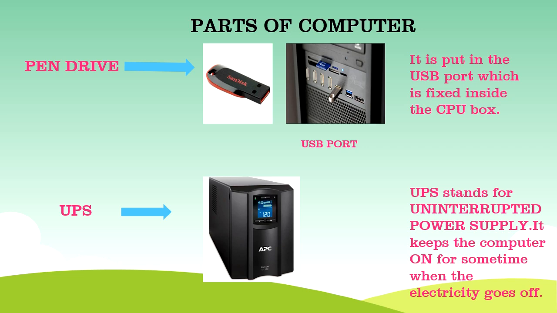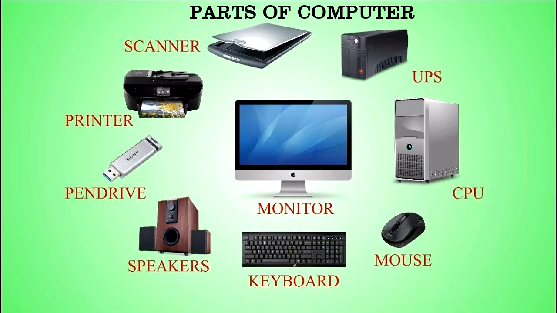The pen drive, CD, hard disk, these all devices are used to store data and also to transfer data from one computer to another. Next is UPS. What is UPS? Uninterrupted power supply. That means it keeps the computer on for some time when the electricity goes off. These are the different parts of the computer that we have learnt.